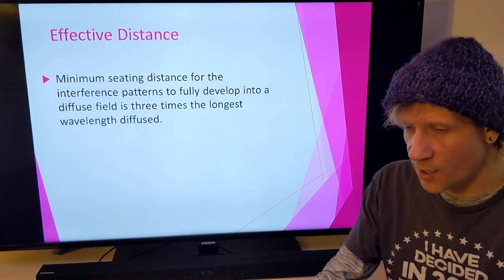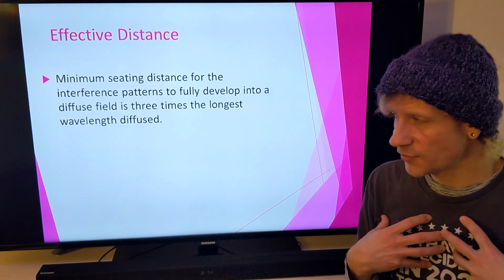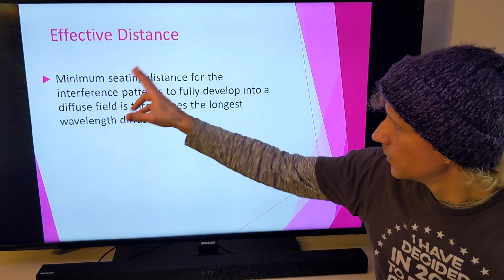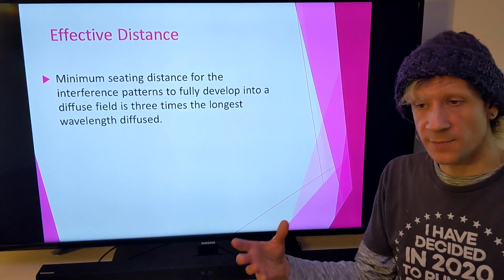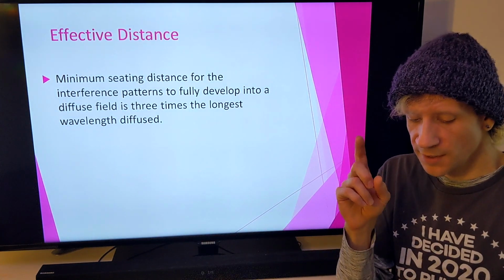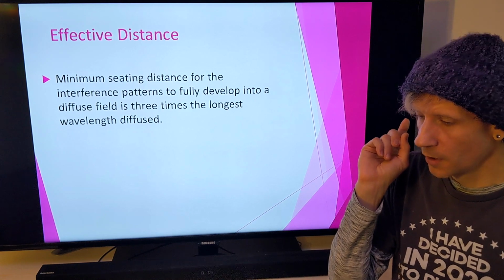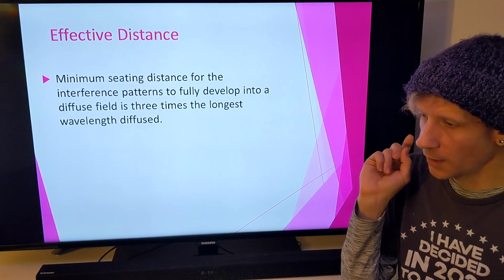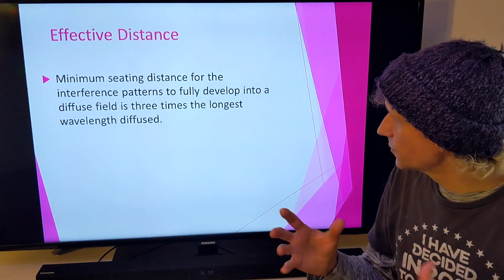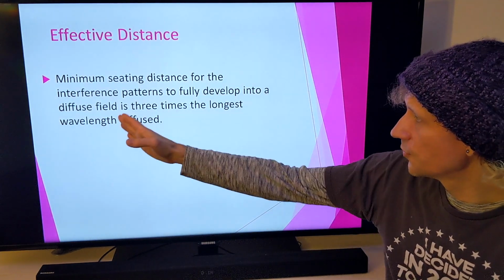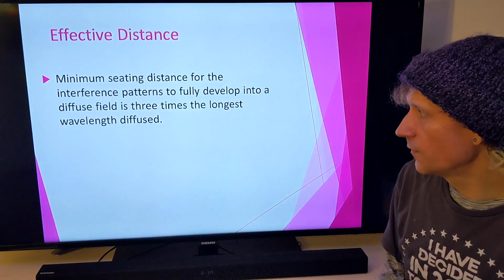Effective distance. How far away from a diffuser do you have to be for it to be effective? Minimum seating distance for the interference patterns to fully develop. So all of those things that we talked about, the temporal, the phase shift, and the volume shift change, all of those things to happen to fully develop into a diffuse field is 3 times the longest wavelength diffused.